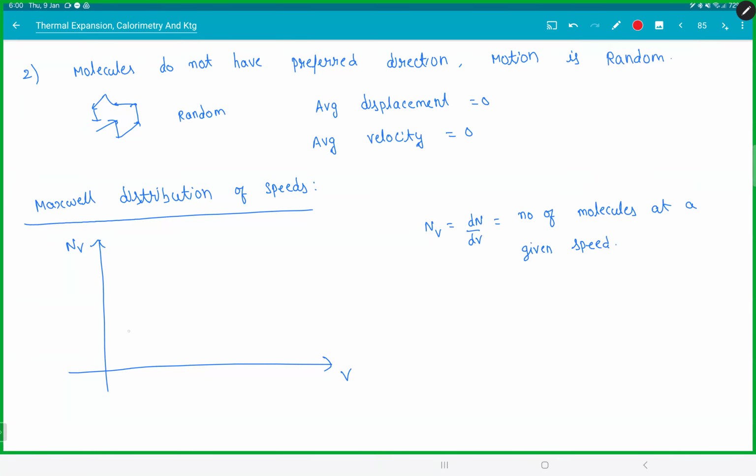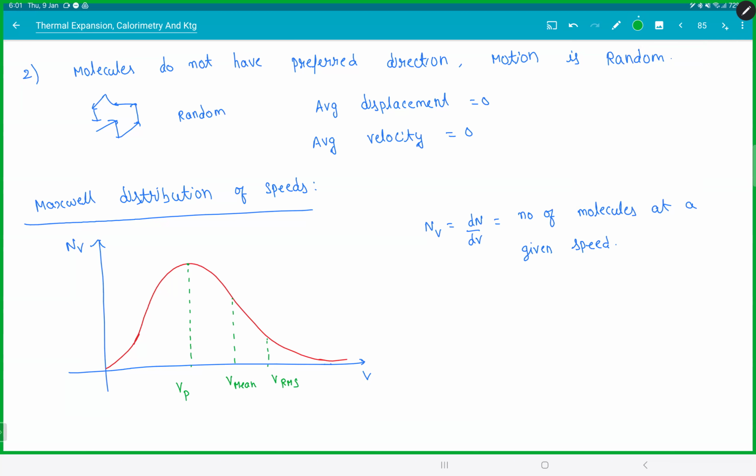So if you plot the graph, it looks like this. Here you'll see the bulge at the top. This is called V probable, I'll just write it as VP. Then we have something called V mean. Then we have something called VRMS.